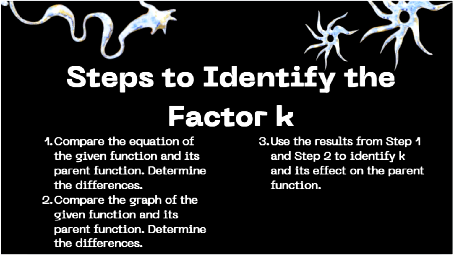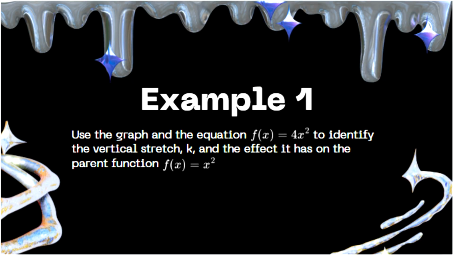Steps to identify the factor k. Step 1: compare the equation of the given function and its parent function. Determine the differences. Step 2: compare the graph of the given function and its parent function. Determine the differences. Step 3: use the results from step 1 and step 2 to identify k and its effect on the parent function. Here's example 1.